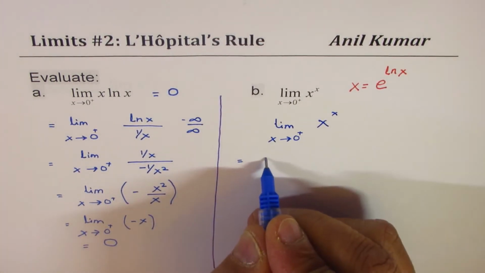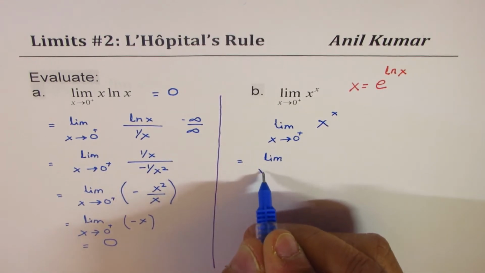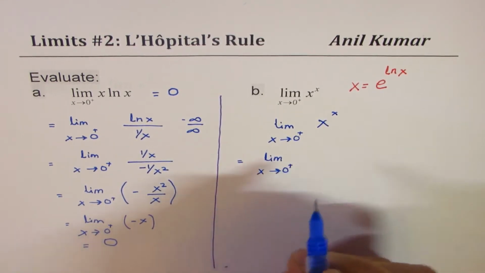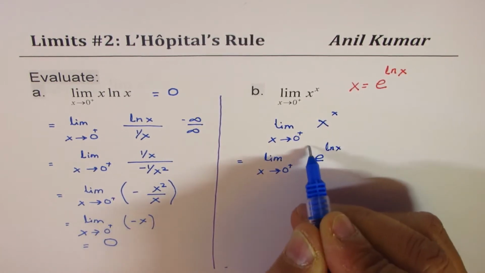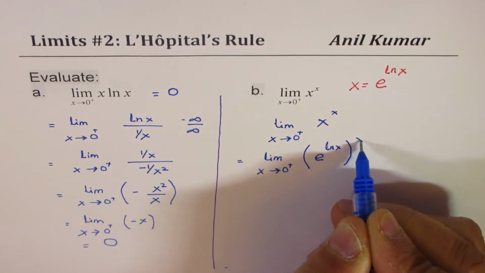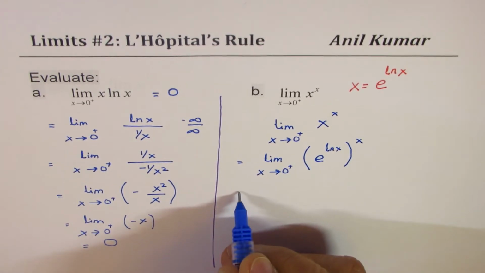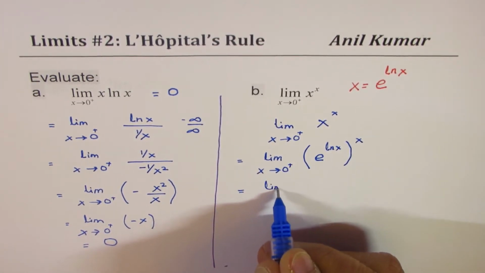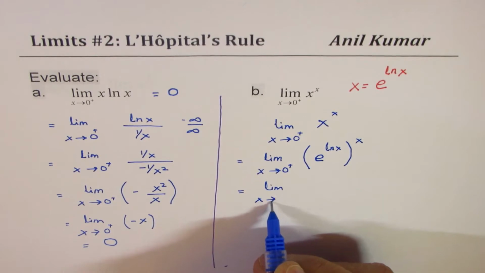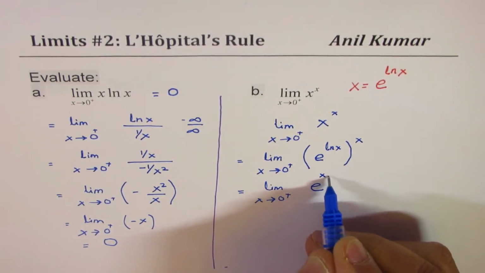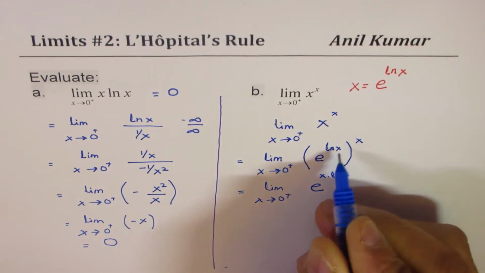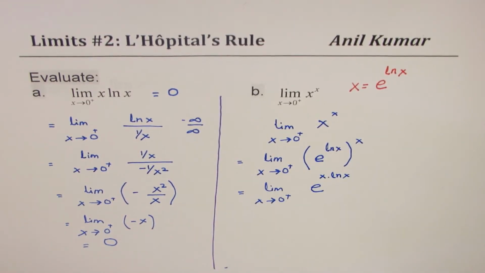We get this as limit x approaches 0 from the right side, e to the power of ln x to the power of x. Correct? Now that means limit x approaches 0 from the positive side, e to the power of x ln x, right? Using the power rules for exponents.